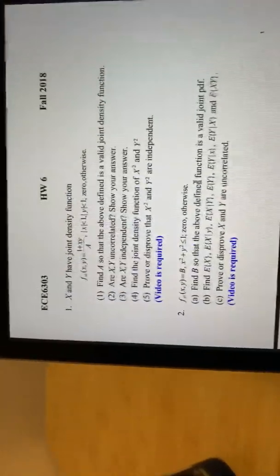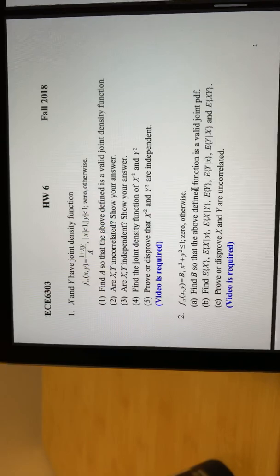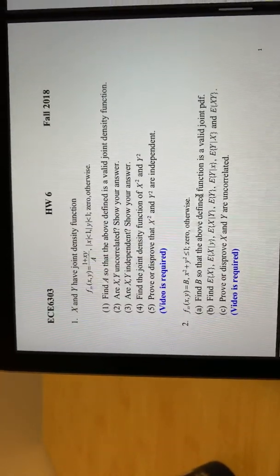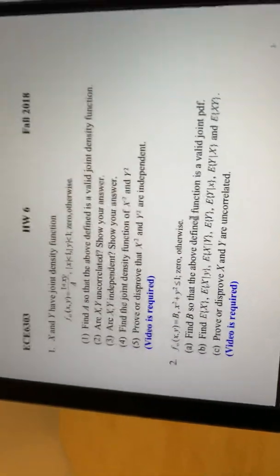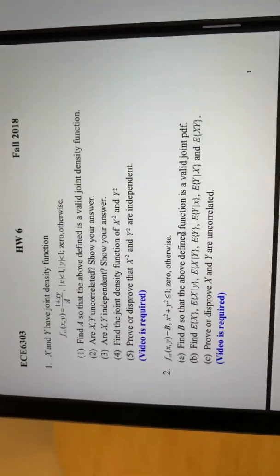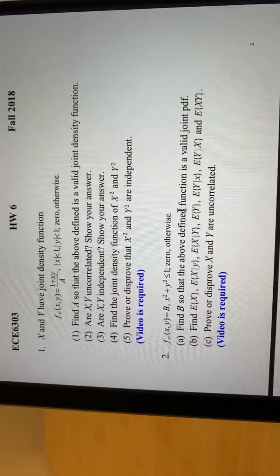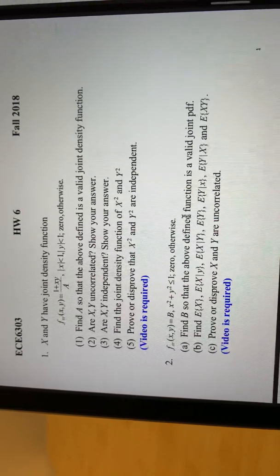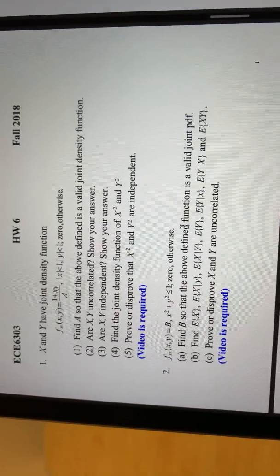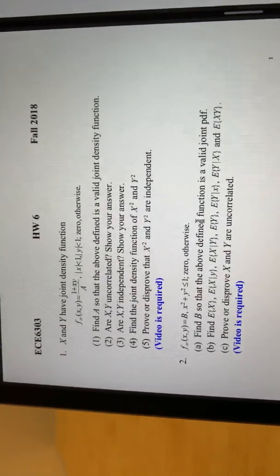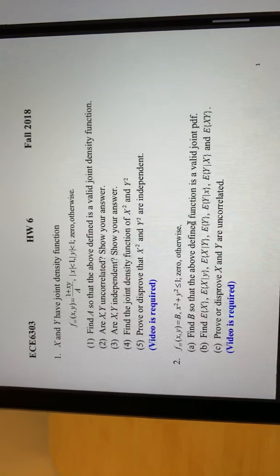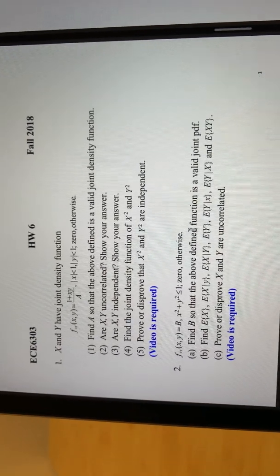Question 1 has 5 sub-questions. The first one: X and Y have joint density function (1 plus xy) over A, where the absolute value of X is smaller than 1 and the absolute value of Y is smaller than 1, and 0 otherwise. First, we should find A so that the above is a valid joint density function.